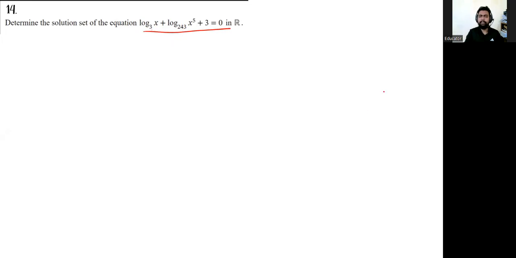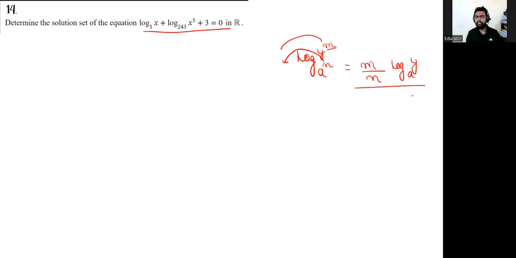Because there is a rule. Let me tell you this rule. If there is a log, and suppose there is a base a, and suppose it has exponent called n, and suppose there is an input which is y, and suppose its base is m. So if both have the exponent, the input also has the exponent, the base also has the exponent, they come outside and they become a fraction. That means I could write m upon n, and I could write log a y. This is the formula I'm supposed to use in this question particularly.